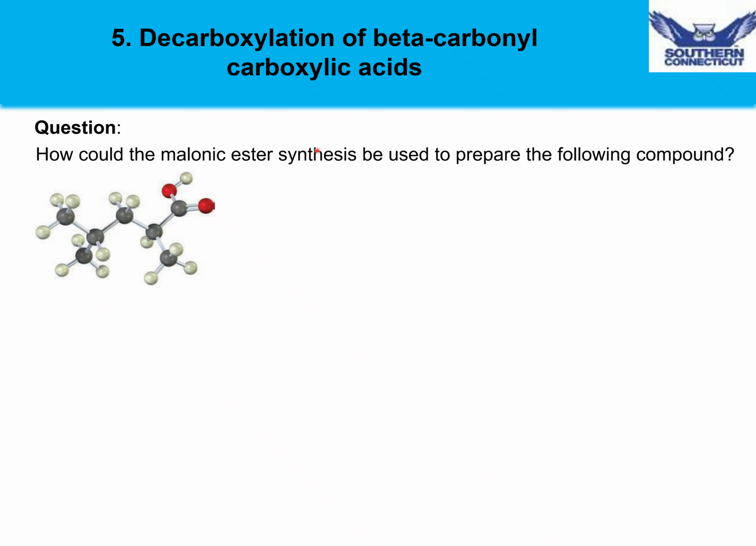In this question, we're going to try to use the malonic ester synthesis to prepare the following compound, which is shown here. Note that this is a carboxylic acid attached to this carbon, which has a methyl group to the right, and it has, it looks like 1, 2, 3, 4, an isobutyl chain to the left.